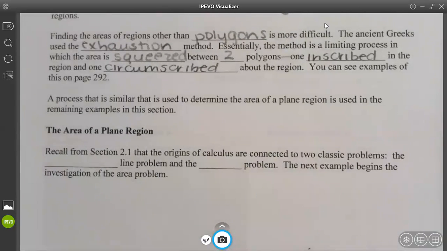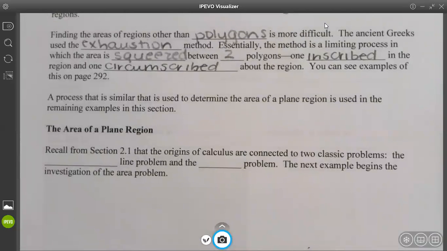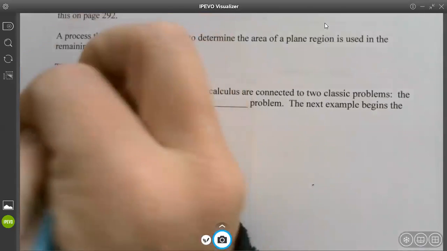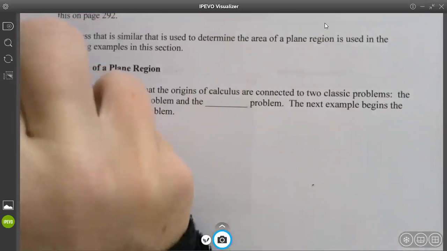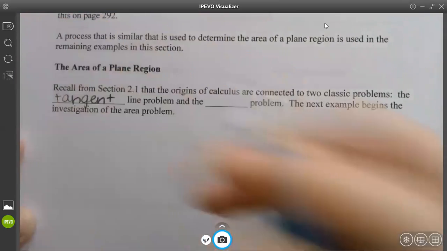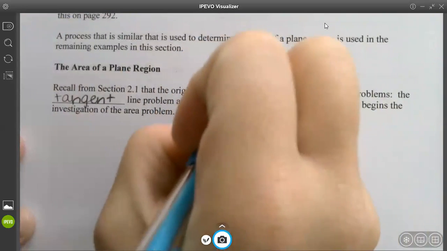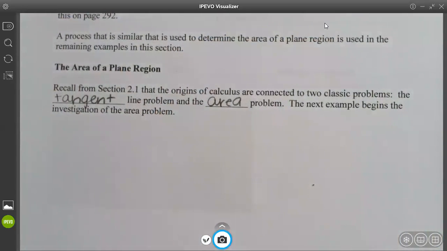All right, a process that is similar to this is used to determine the area of a plane region. It's used in the remaining examples in this section. The area of a plane region: recall from section 2.1 that the origins of calculus are connected to two classic problems, the tangent line problem and the area problem. The next example begins the investigation of the area. So we've already done tangent lines with derivatives and stuff like that. So now we're doing the area.